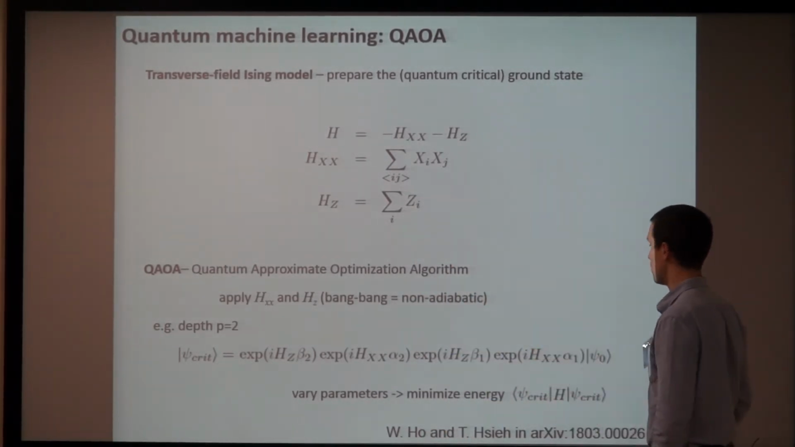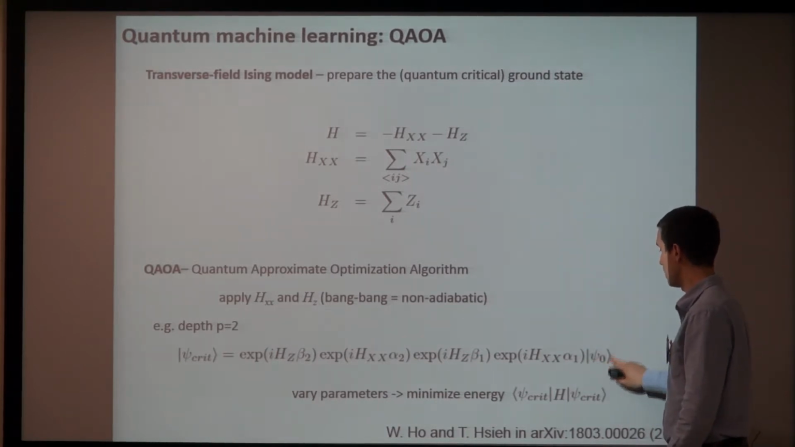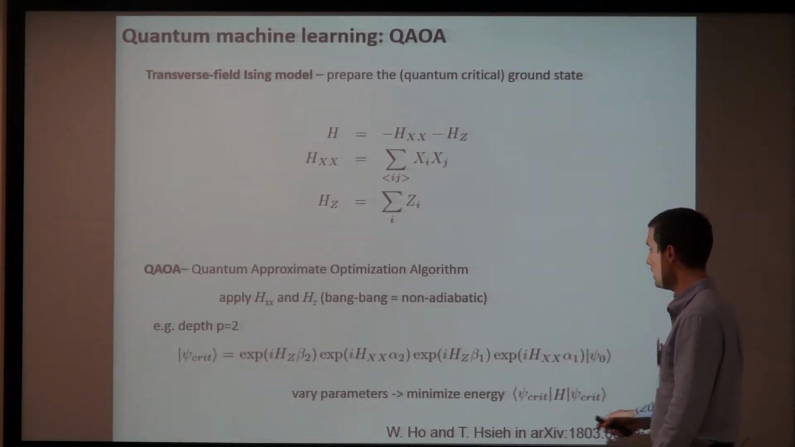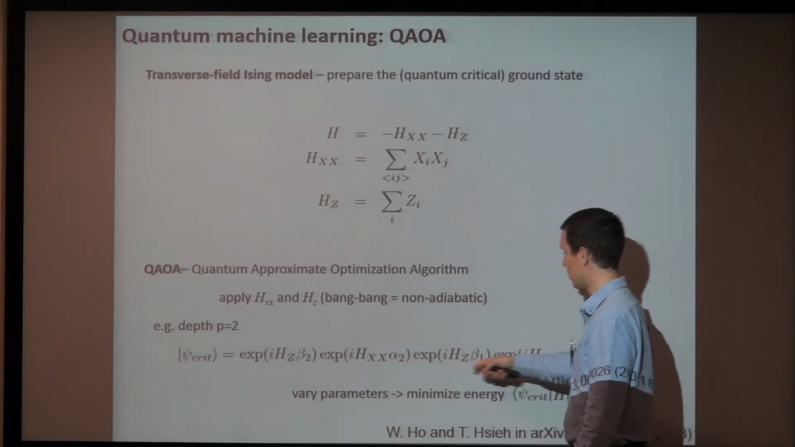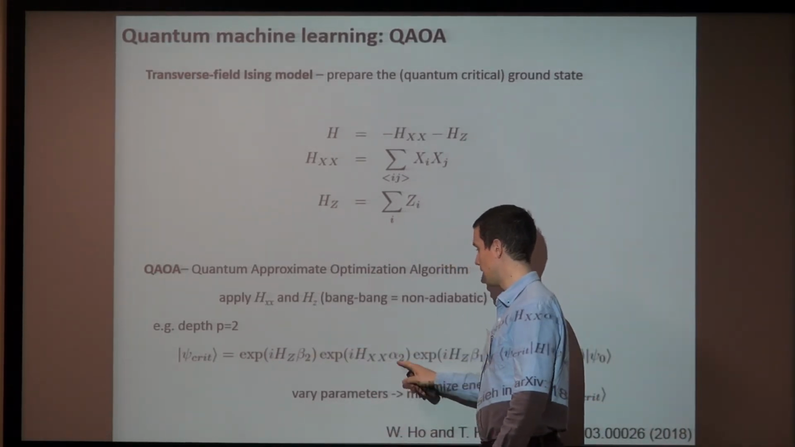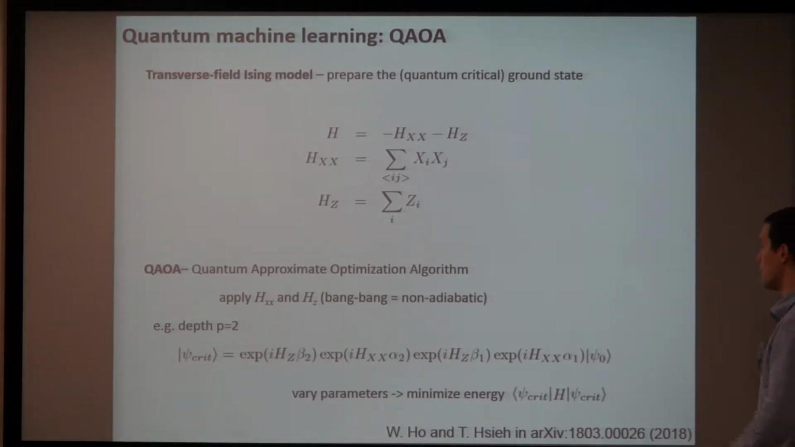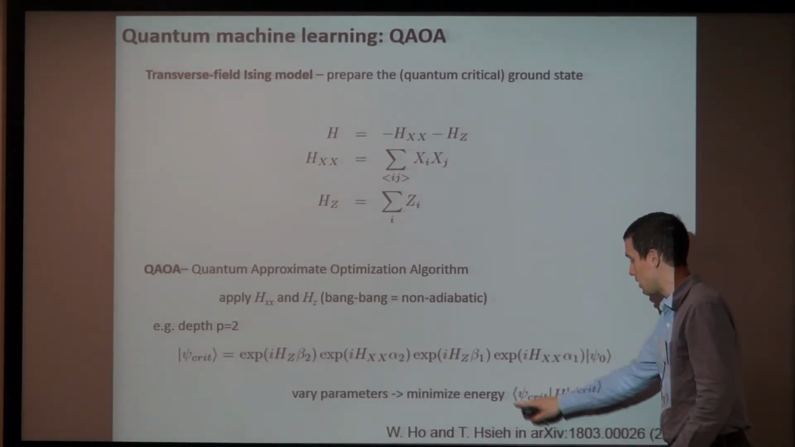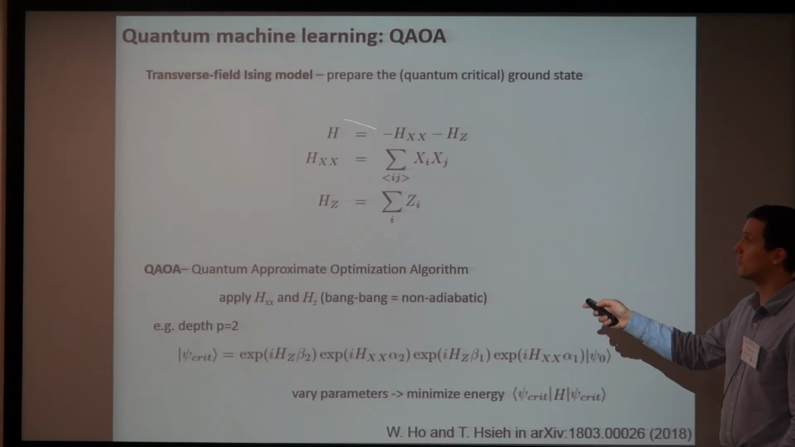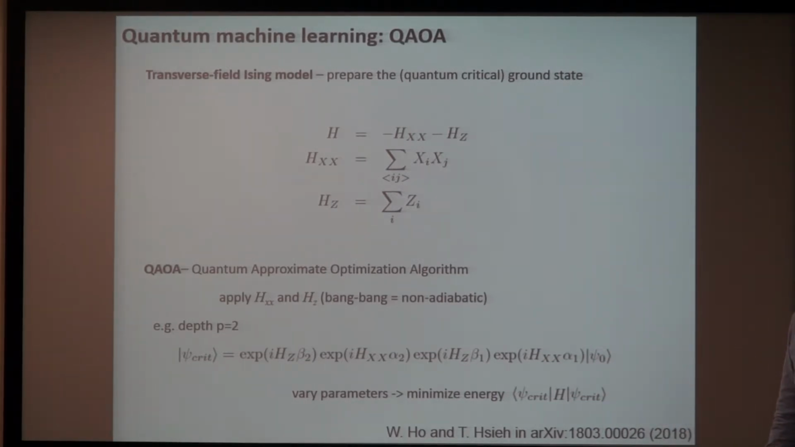Here's an example for depth 2. You start in some eigenstate of one of them, and then you just hit it with the two Hamiltonians alternatingly, and you have some parameters here that you can tweak to find the optimum. And your cost function, of course, is the energy of that state with respect to that Hamiltonian. Okay.